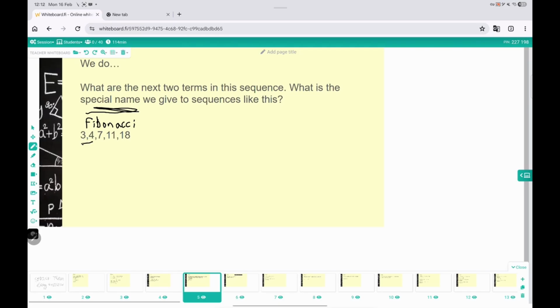So 3 plus 4 gives us 7, 4 plus 7 gives us 11, 7 plus 11 gives us 18, and if we want the next term in the sequence, we're going to need to do 11 plus 18, which is going to give us 29. And then if we want the next term in the sequence, we need to do 18 plus 29, which is 47, I believe. Okay, and that's it. So that's Fibonacci sequence. Watch out for that.